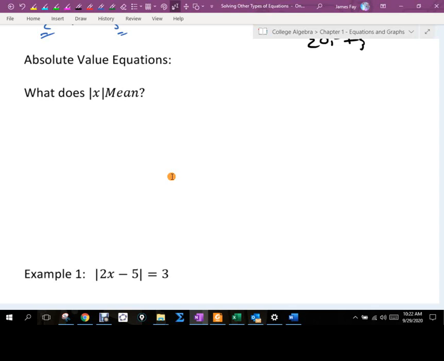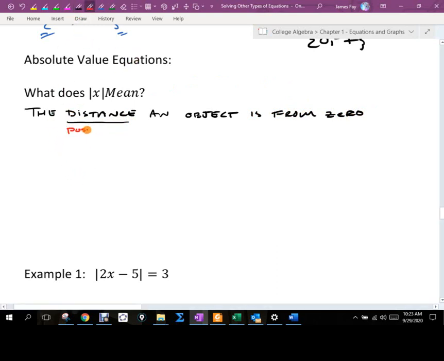Okay. So we'll talk about absolute value. So what does the absolute value of x mean to us? Okay. So absolute value is the distance an object is from 0. Okay? Distance is always what kind of number? Positive number.